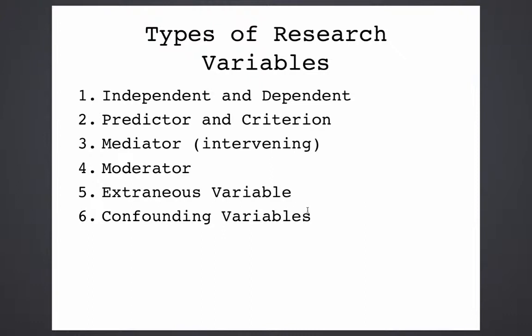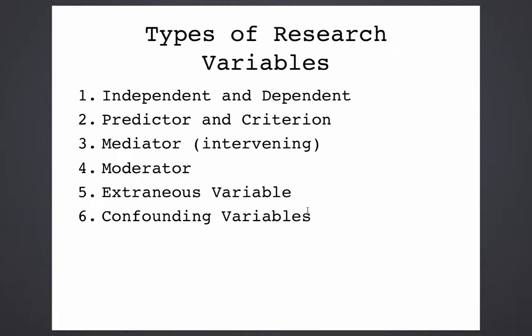So the first important concept to understand with variables is independent and dependent variables. Independent variables are the variables we think have an effect on a dependent variable. So the independent variable is hypothesized or predicted to relate to a dependent variable. This is really synonymous with predictor and criterion. So predictors are the independent variables, and criterions are the dependent variables. What's being predicted is a criterion.